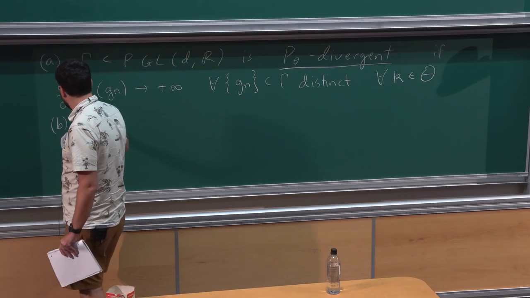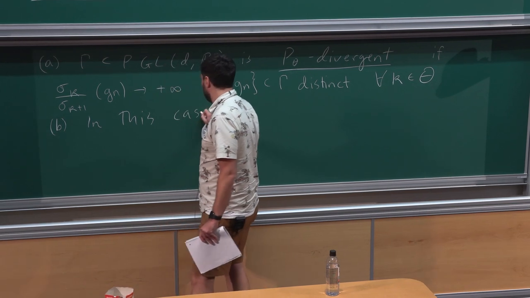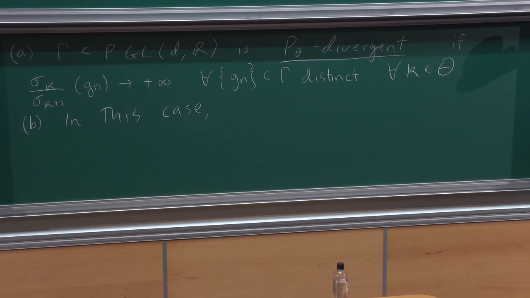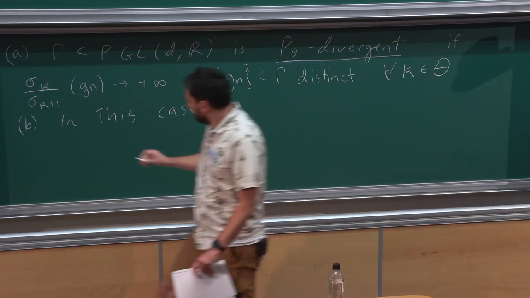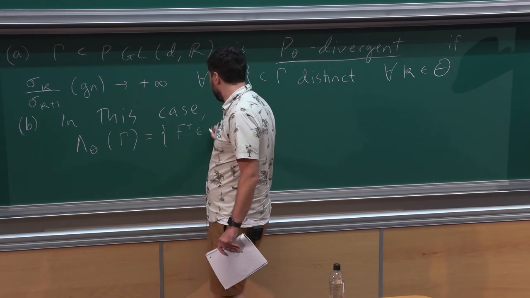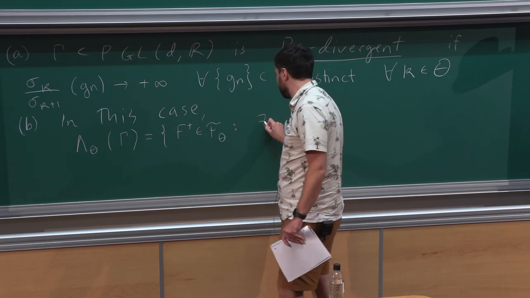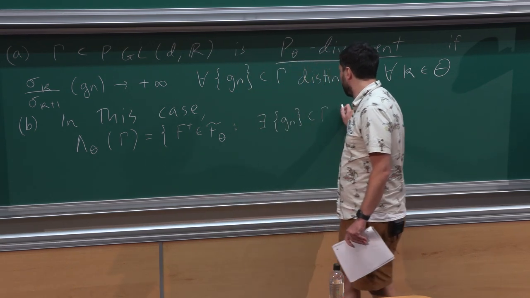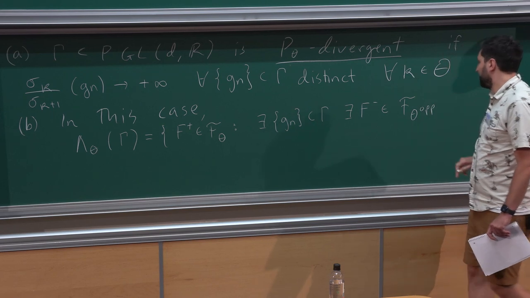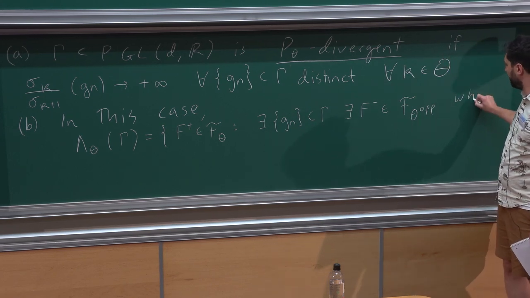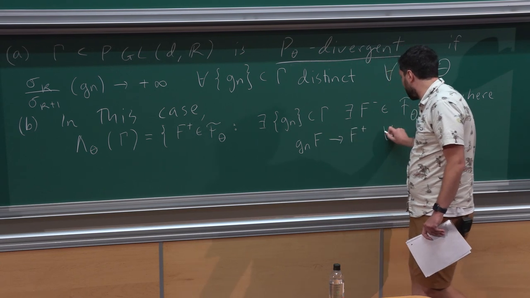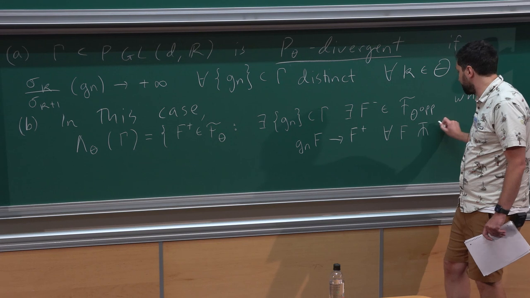B: in this case, you can define a limit set. It's slightly different than the limit sets we saw in the Zariski dense cases in the mini courses. The limit set of the group is all F plus in the partial flag manifold where there exists g_n in gamma and there exists F minus in the opposite flag manifold where g_n F converges to F plus for all F transverse to F minus.